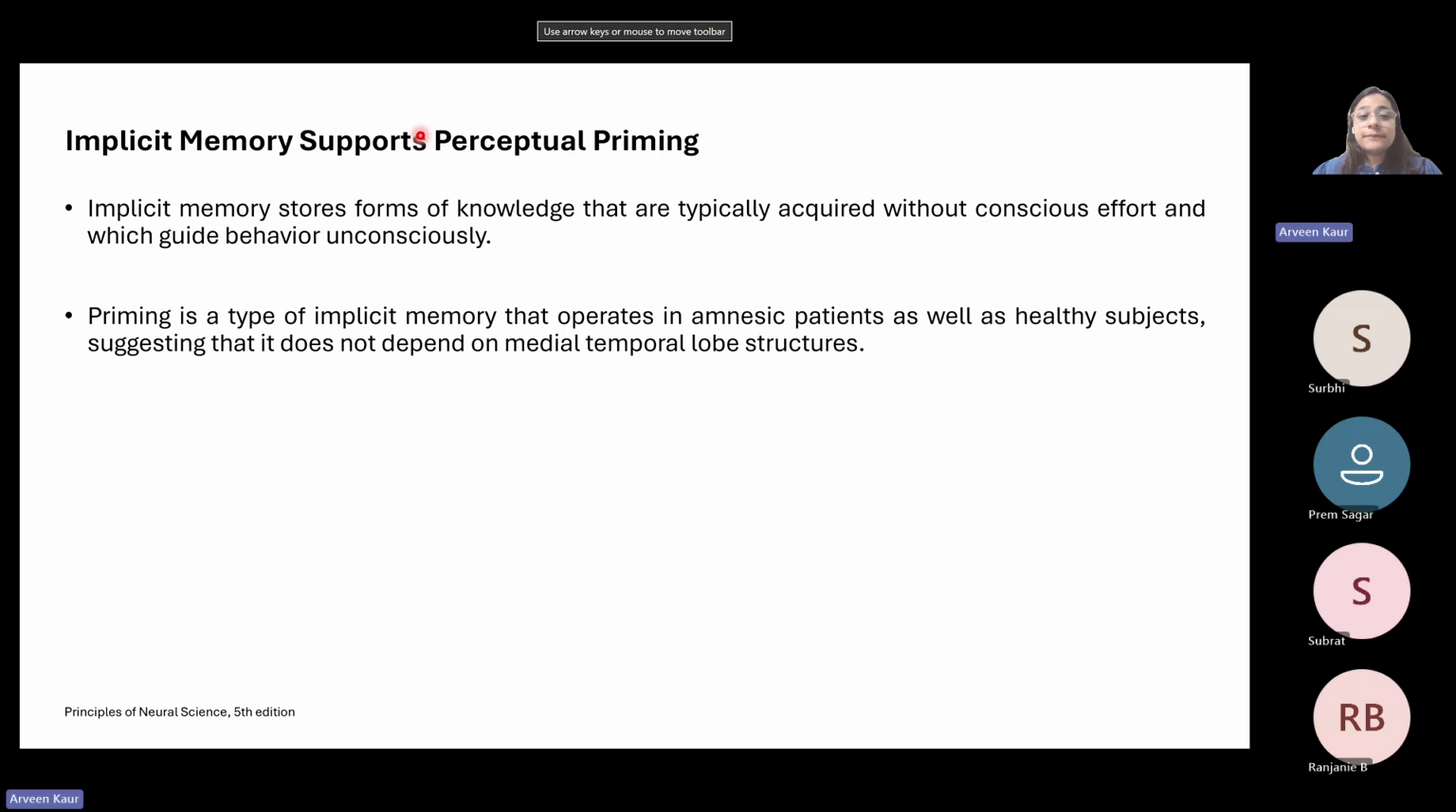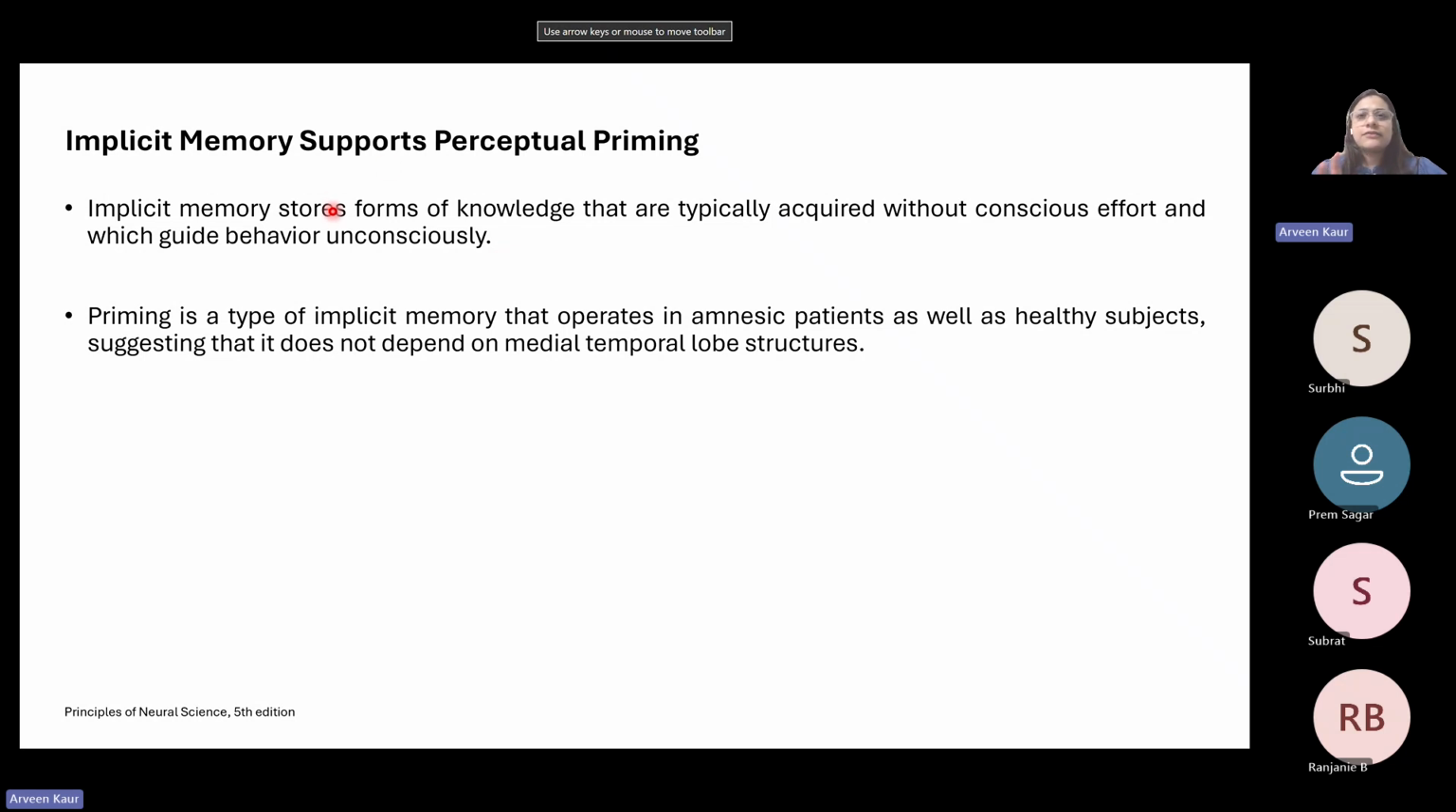When we talk about implicit memory, that is why we went back and actually understood what implicit memory was, because this is a continuation of that subject. So, implicit memory supports perceptual priming. What this means is implicit memory stores forms of knowledge that are typically acquired without conscious effort and which guide behavior unconsciously.